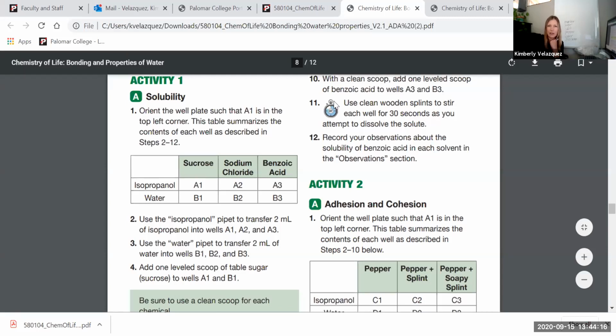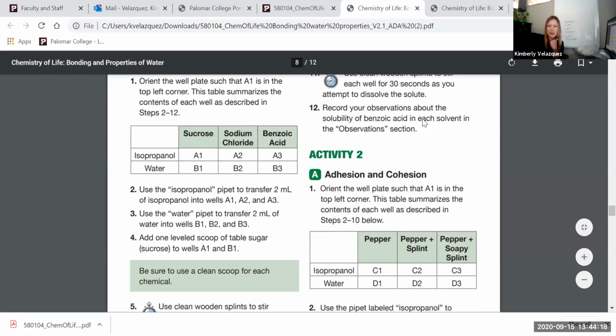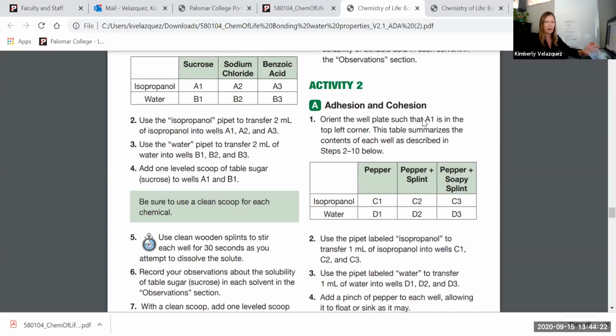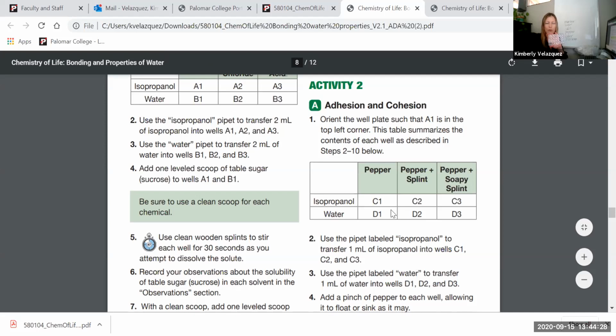Activity two is looking at adhesion and cohesion. You don't need to dump out your well plate because you can see we had A123, B123, now we're going to have C123 and D123. So you don't need to dump anything out. You can leave everything there.